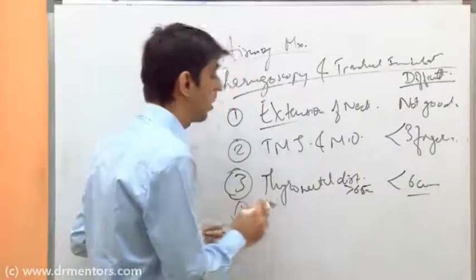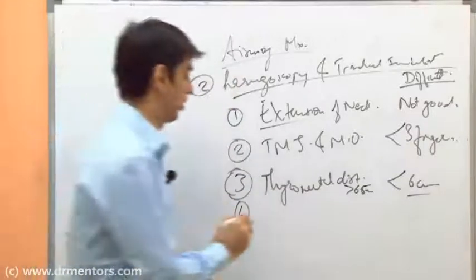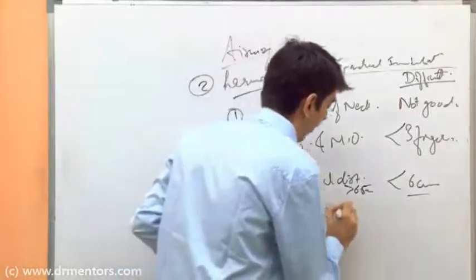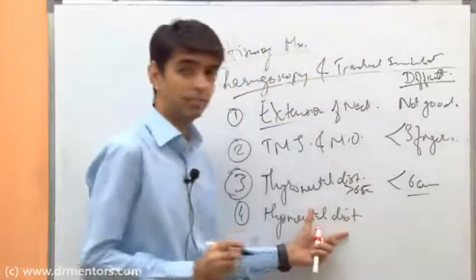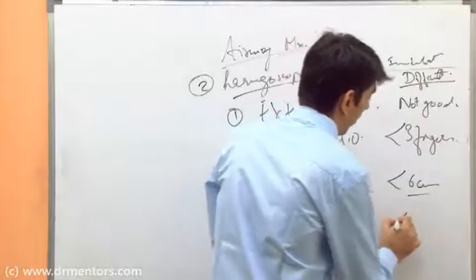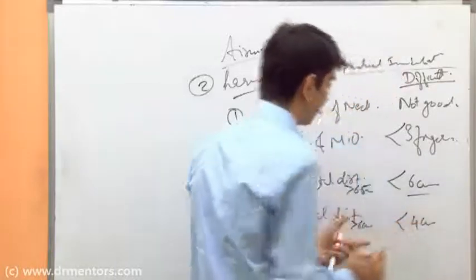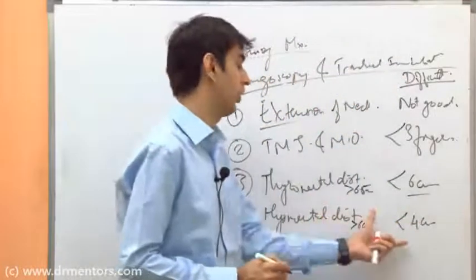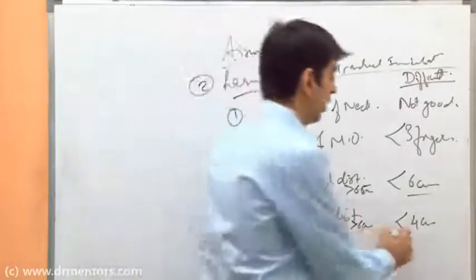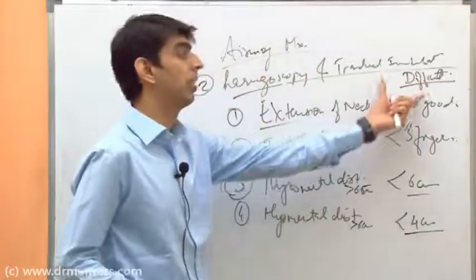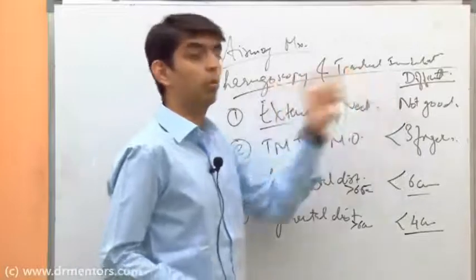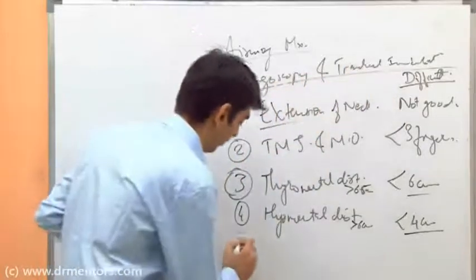The next is hyomental distance. Hyomental distance should normally be more than 6 centimeters, but if it is less than 4 centimeters, there are different grades, grade 1, 2 and 3. Ideally grade 1 should be more than 6 centimeters, but if it is less than 4 centimeters, it's going to be a difficult airway, which is going to cause difficult laryngoscopy and difficulty in tracheal intubation.